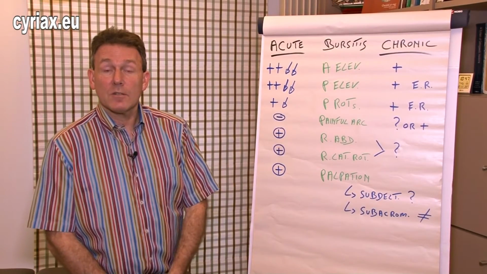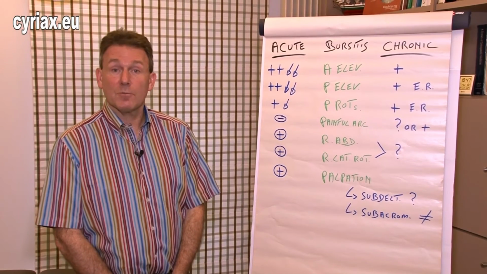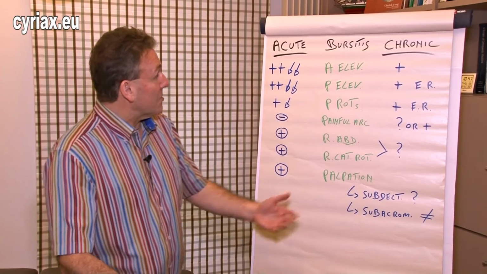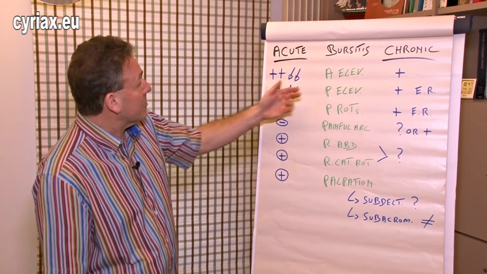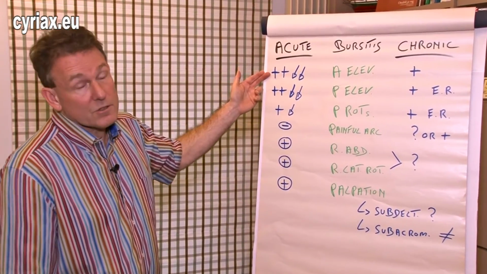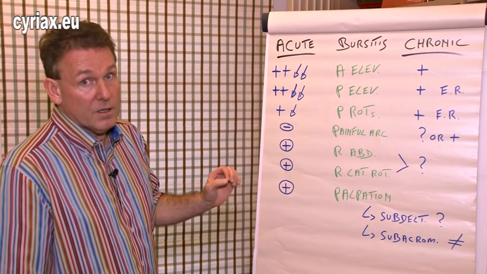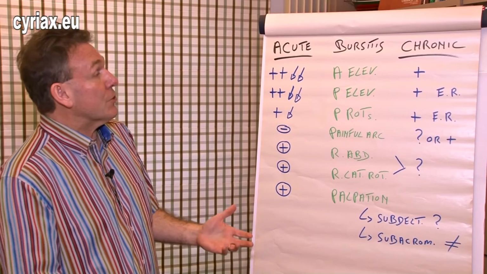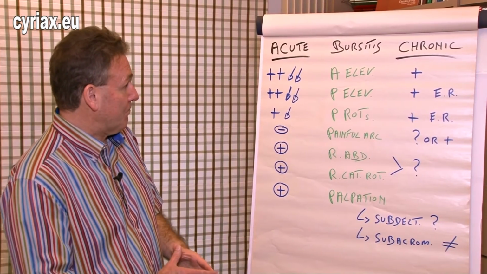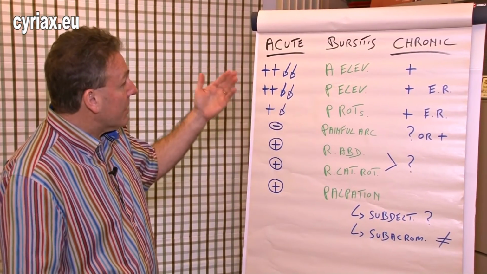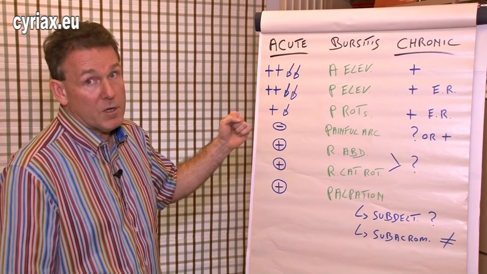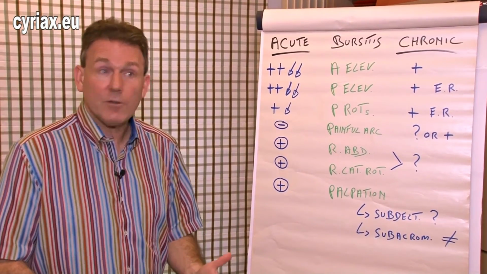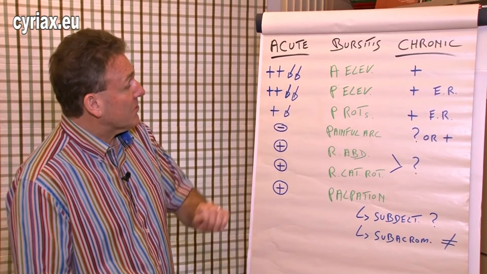Let's summarize the clinical image of an acute subdeltoid bursitis and a chronic subdeltoid bursitis. Well, let's have a look at the first test, active elevation. In the acute case, this is really very limited and very painful. In a chronic bursitis, it is just slightly painful. The passive elevation, again in the acute version, very painful, very limited, and in the chronic version, you just have end range pain. The same applies for the rotations.